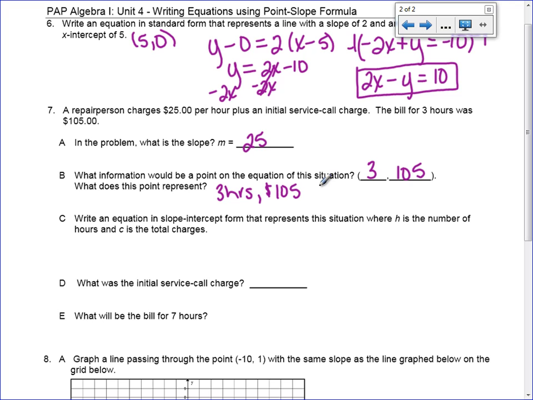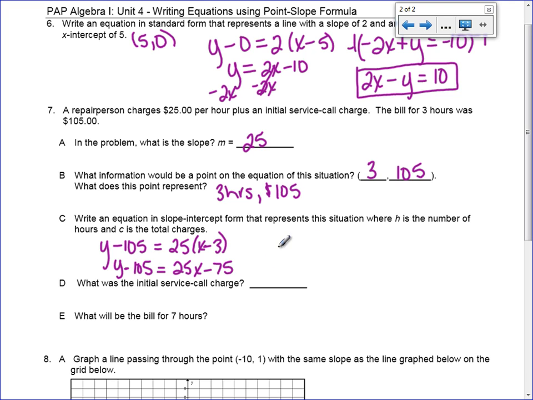So we need to write an equation in slope-intercept form for this situation. All we know is the slope and a point. So we're going to start where it uses H and C. We will convert to H and C once we are done plugging into point slope form. So y minus y1, which is 105, equals your slope of 25 times x minus 3. We're going to distribute, so you have y minus 105 equals 25x minus 75.